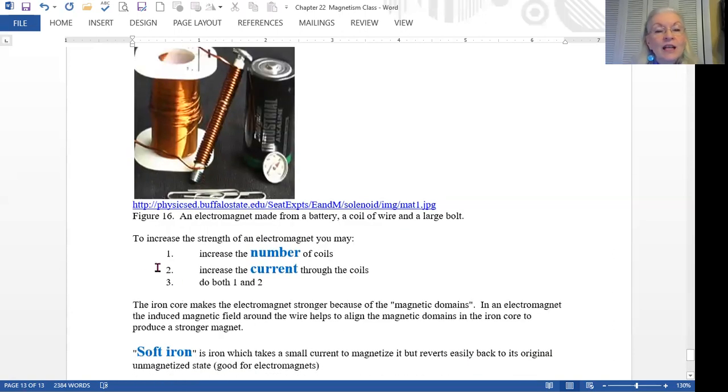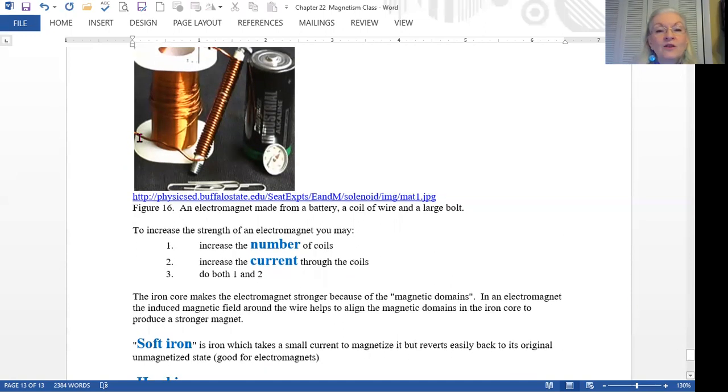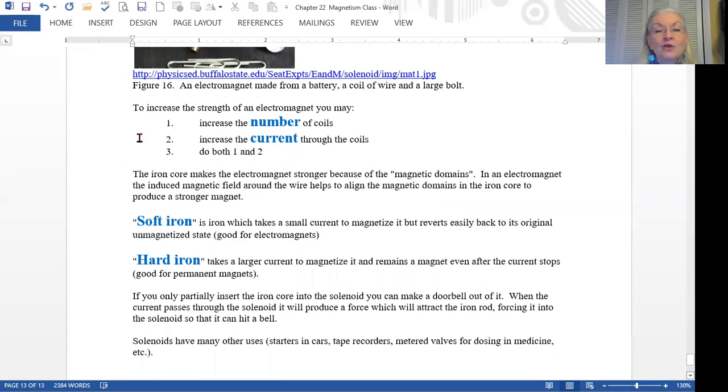All righty, so to increase the strength of your electromagnet, you would increase the number of coils, the number of loops of wire. You could increase the current through the coils, or you could do both of those things. So one or the other or both will increase the strength of your electromagnet. Why would we want an electromagnet? Well, we'd like to be able to control the magnetic capabilities.